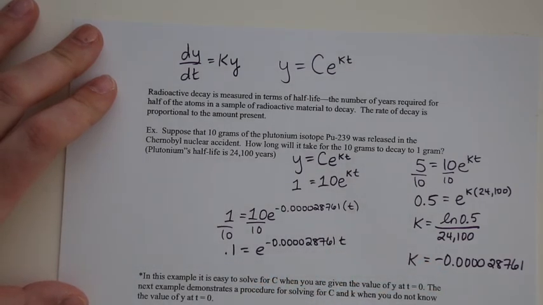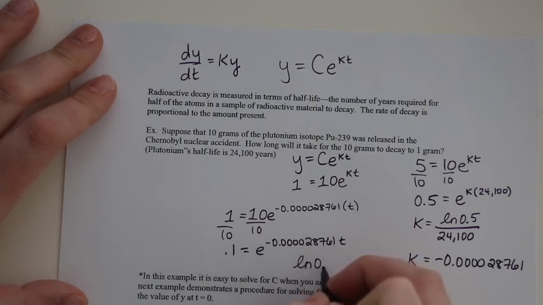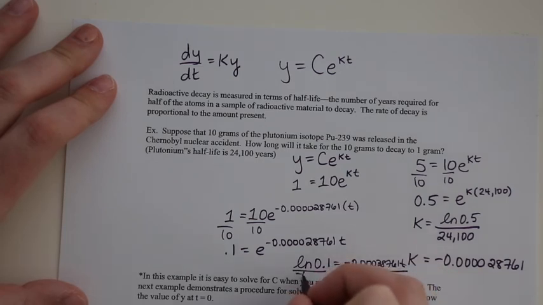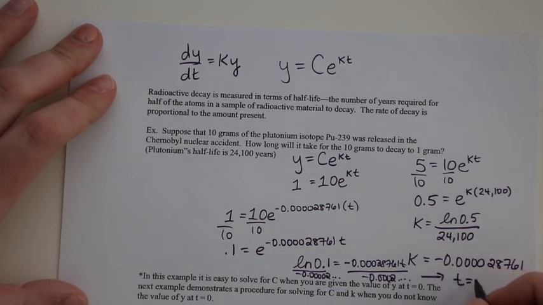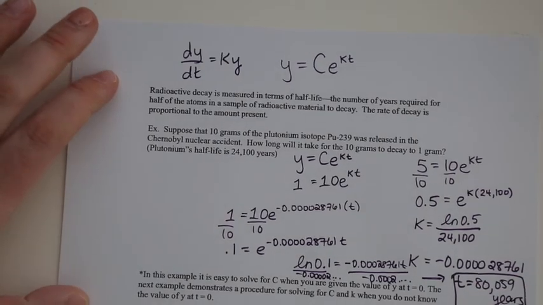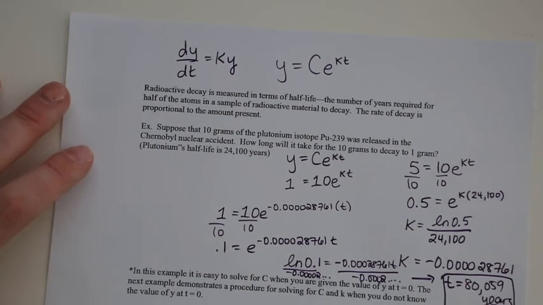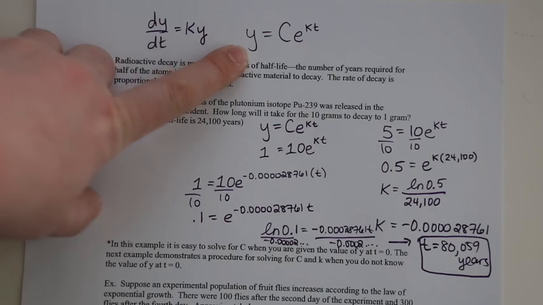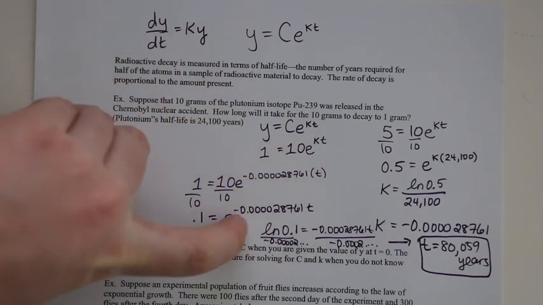I'm going to again rewrite this in terms of a natural log. When I rearrange that, I get ln of 0.1 equals negative 0.000028761 t. I divide both sides by that. And then when I do that, I get that it took approximately 80,059 years. So as you can see, none of this was actually calculus. All of this was going back to plugging in for growth and decay. You just had to know that if you were told only this, that this is leading you to conclude this general equation, which then allows you to walk through all of this.